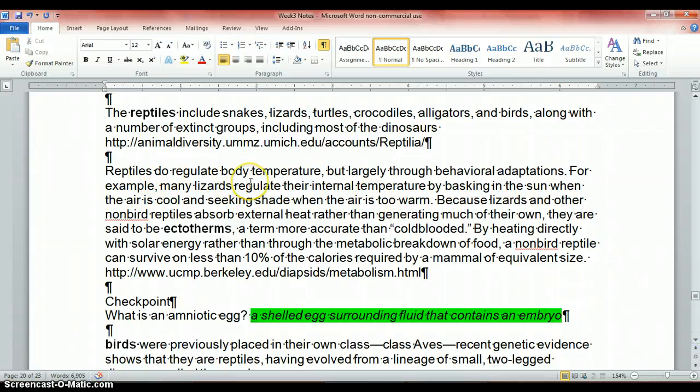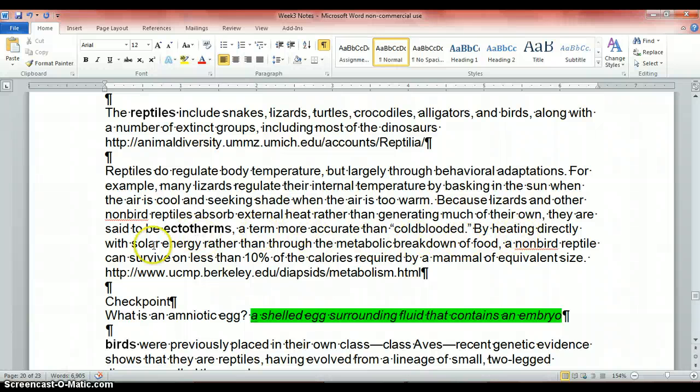Reptiles regulate body temperature largely through behavioral adaptation. For example, many lizards regulate their internal temperature by basking in the sun when the air is cool and seeking shade when the air is too warm. Because lizards and other non-bird reptiles absorb external heat rather than generating much of their own, they are said to be ectotherms. And we're not going to use warm and cold-blooded because those aren't very specific. Ectotherm is the more accurate term.